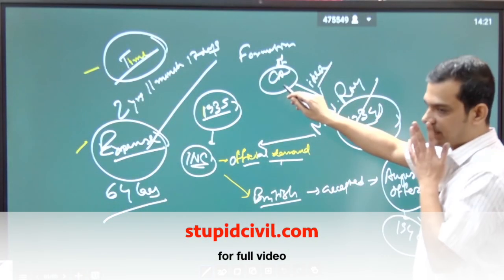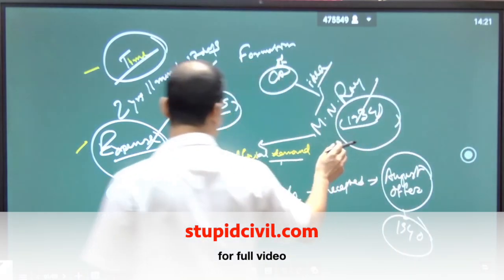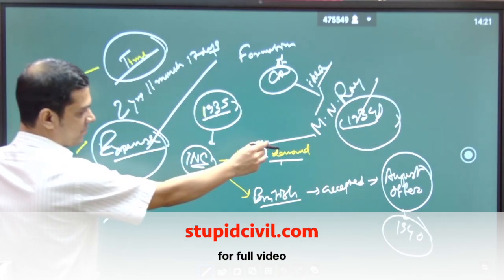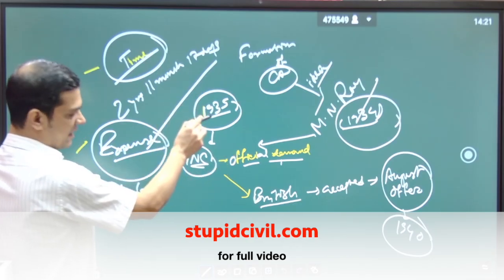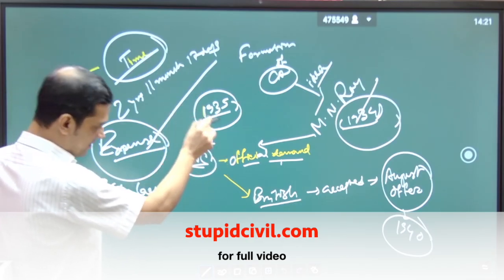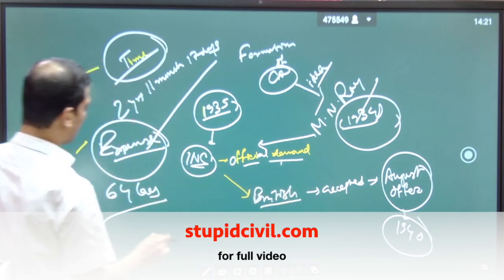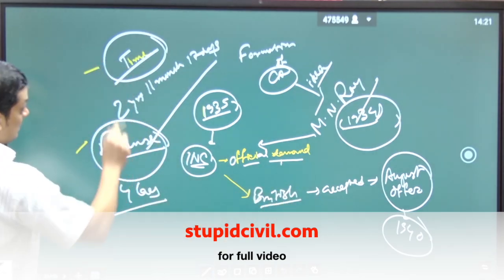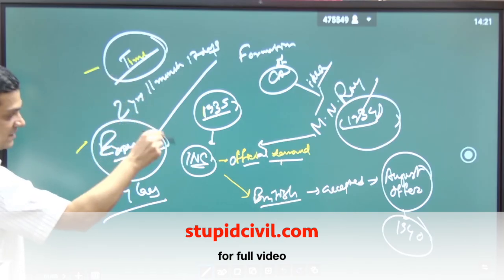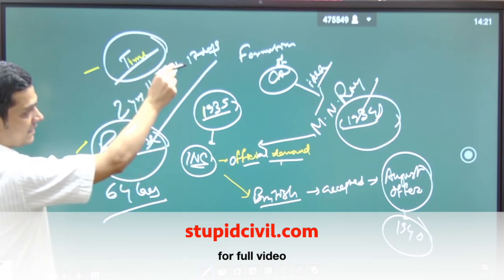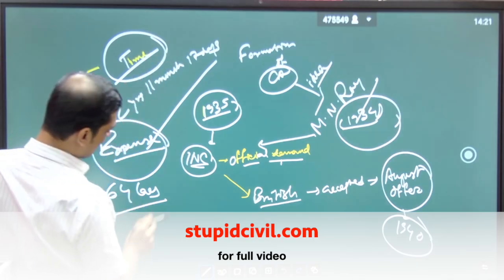Formation of Constituent Assembly. Idea given by M.N. Roy, 1934. Official demand by the INC by the year 1935. The British accepted it through the August Offer, 1940. Now, the total time taken to make this constitution: 2 years, 11 months, 17 days. Expenses, 64 lakhs.